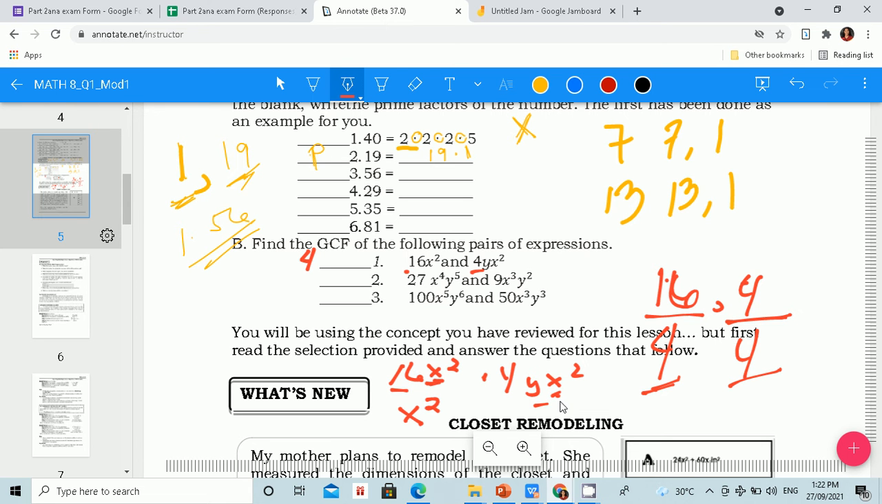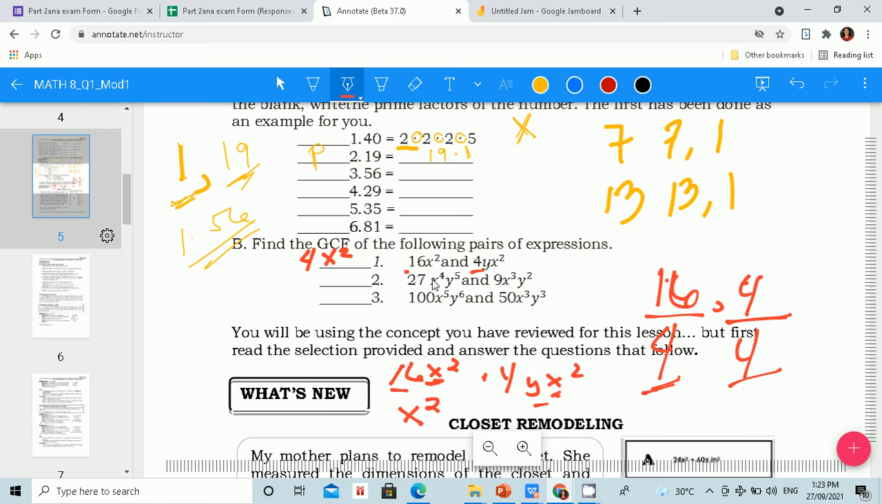Okay, so we can say that. Alright, now let's continue. So we have x squared. So that is number 1. The GCF of this pair is 4x squared. What about class number 2?